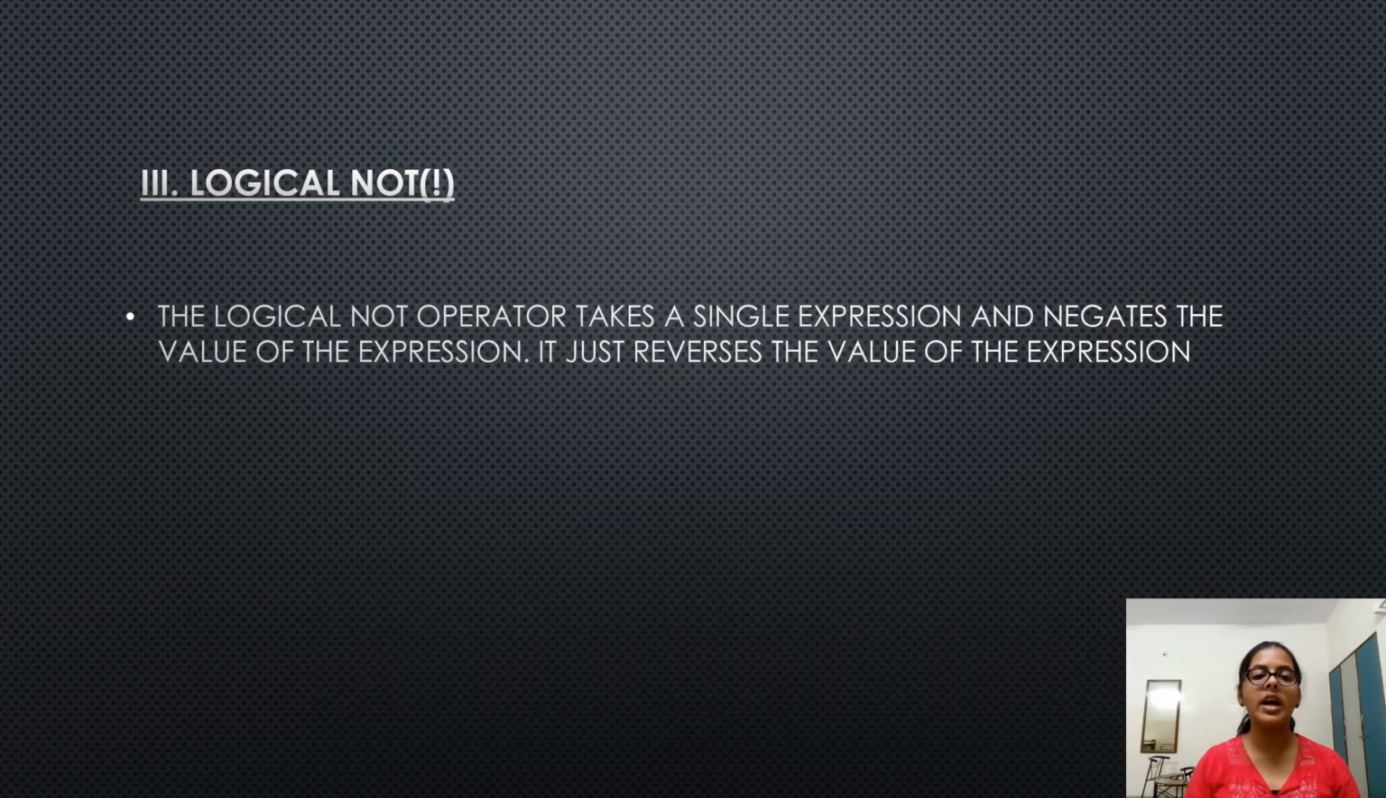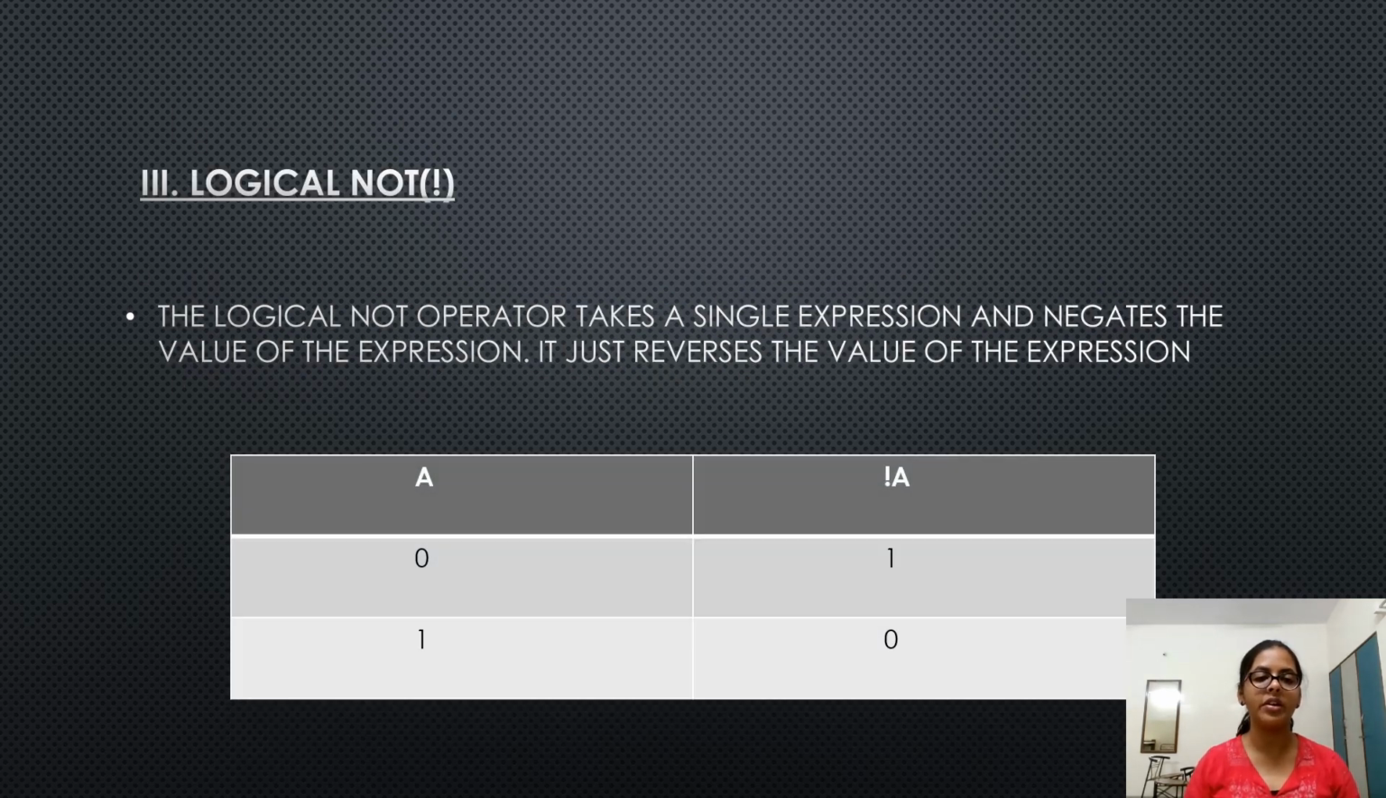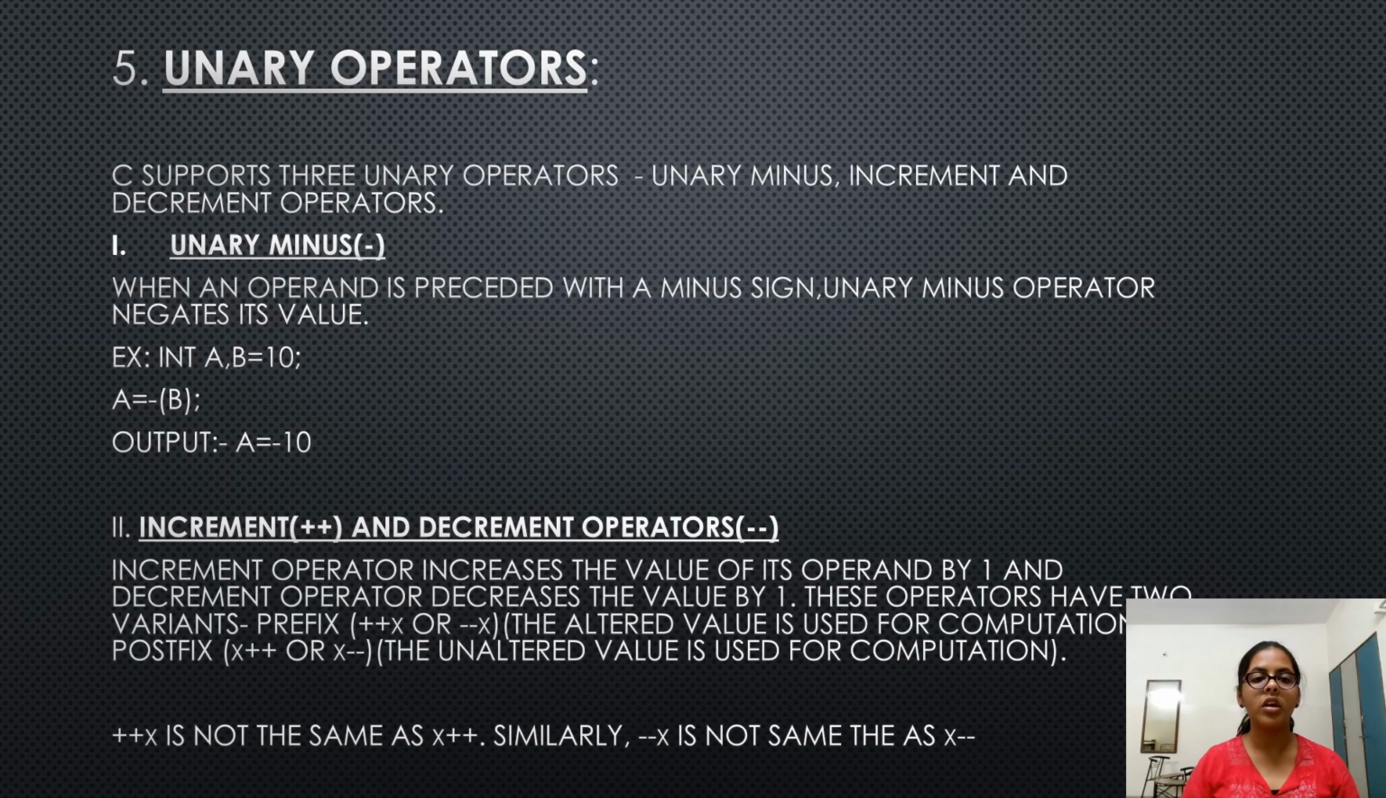And lastly, we have the logical NOT operator. The logical NOT operator takes a single expression and negates the value of the expression. That means it just reverses the value of the expression. For example, if it's 0, then it will become 1, and if it's 1, then it becomes 0. So let's study about the next, that is unary operators.